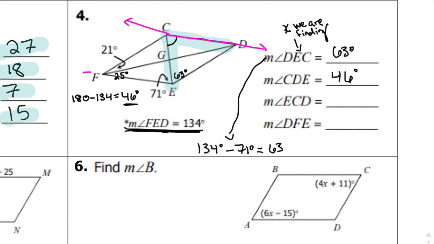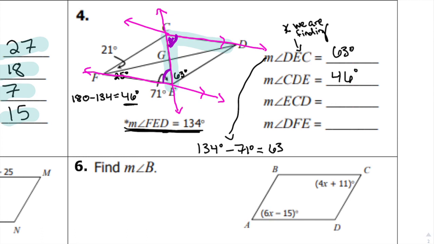Okay. I'm going to extend FE. And then I'm going to make CE a transversal. Do we see that we have a set of parallel lines cut by a transversal? Now, I want you to look at the angle we're trying to find the measure of, which is ECD right here. It's inside the parallel lines on the right of the transversal. I want you to look down here at this angle. This angle is inside the parallel lines to the left of the transversal.